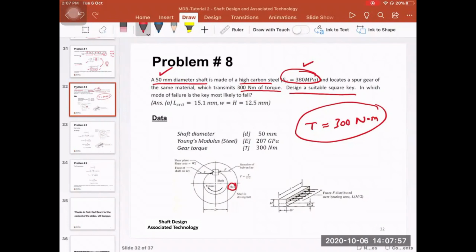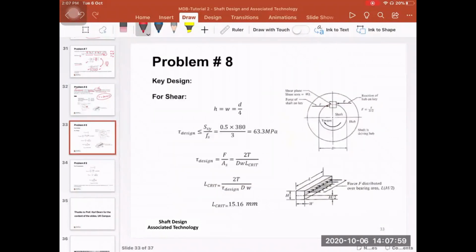We have two types of stresses. The first type is for shear. And then we have a square key. For a square key, we have the width as W and the height as H. We said that it is recommended to have the width around 1/4 of the diameter of the shaft. And because we have a square key here, both the height and the width are going to be 1/4 of the diameter of the shaft that is given.